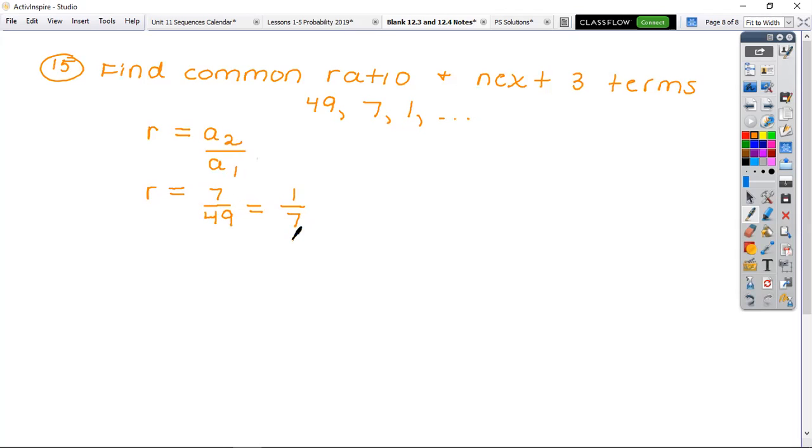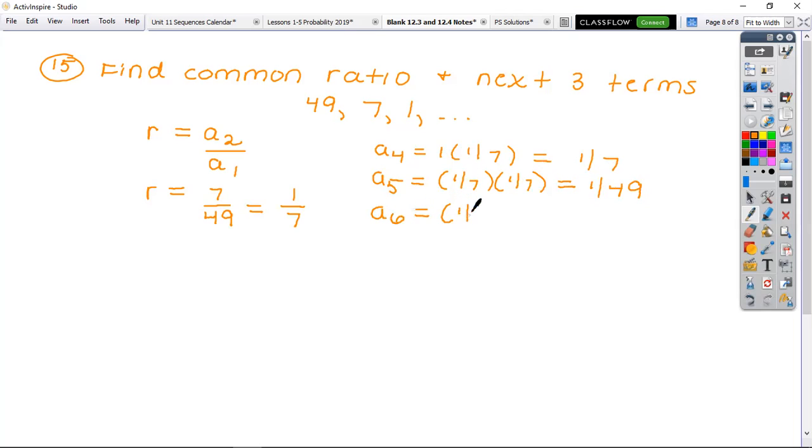Next 3 terms. So a sub 4 is equal to 1 times 1/7, which is 1/7. No, you don't have to show that. A sub 5 is equal to 1/7 times 1/7, equal to 1 over 49. The next one, I'm going to need some help. 1/7 times 1 over 49. Math, enter, enter. 1 over, thank you. That makes sense. That is 7 cubed. All right, how's 15, easy?